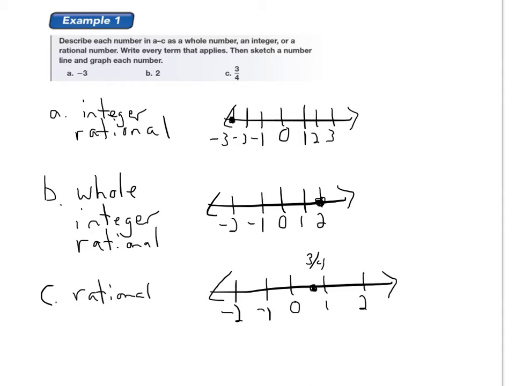Okay, so there you go. Remember, we have to write every kind of number that applies. If they're asking you, again, right here it says write every term that applies. Alright, let's go ahead and keep on moving on.